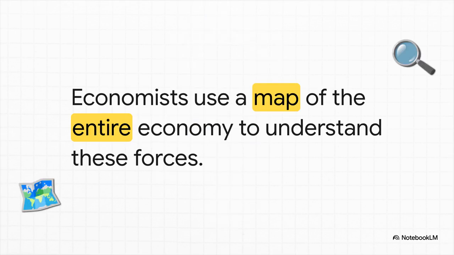Well, to navigate this incredibly complex landscape, economists have a secret weapon. It's like a map, a single dashboard for the entire economy. It's called the aggregate supply and aggregate demand model, and it's the key to seeing how all the different pieces fit together. So let's dive in.